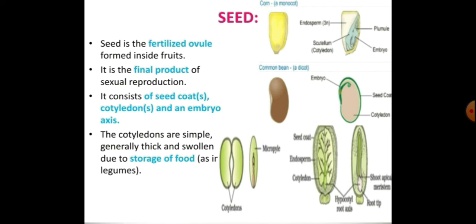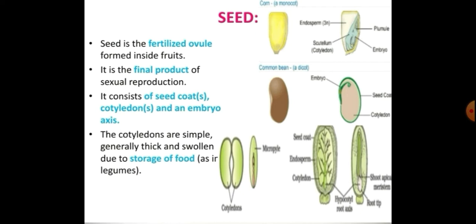I told you in the last part what the embryo axis is. It is just an axis or a line which is dividing your embryo into two parts. One is your plumule and another one is your radicle. Then the cotyledons may be simple, generally thick and swollen due to the storage of food.